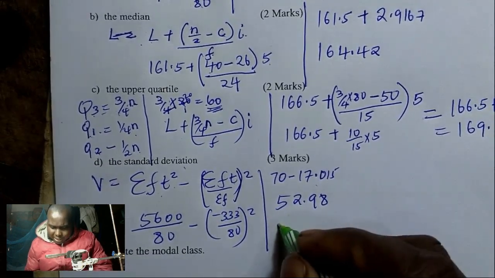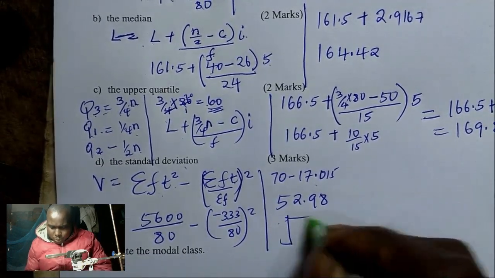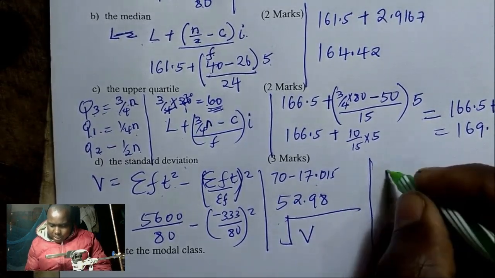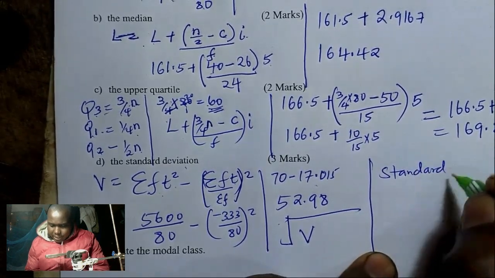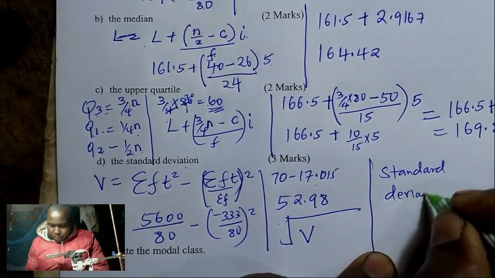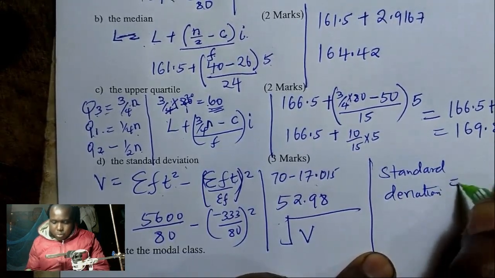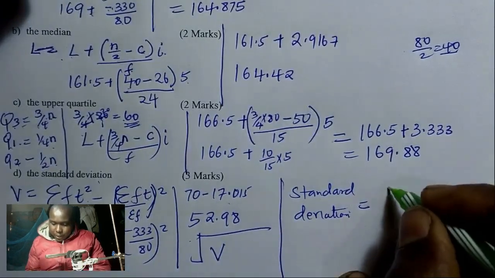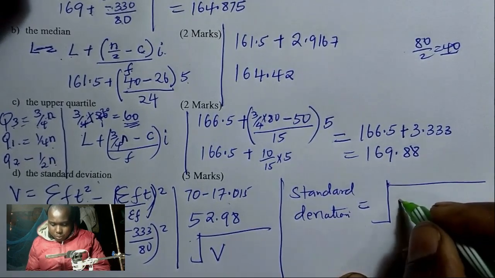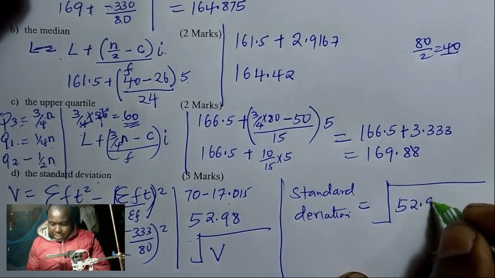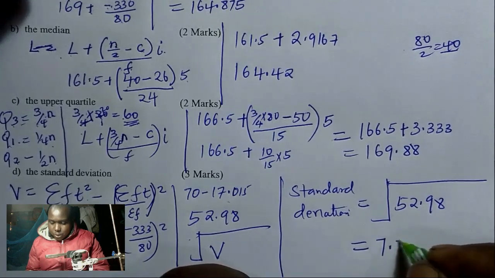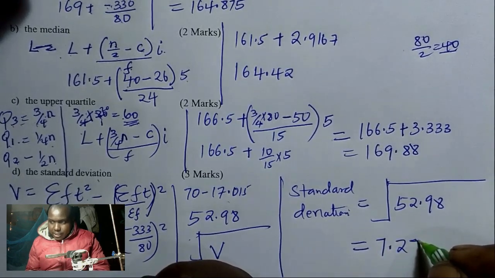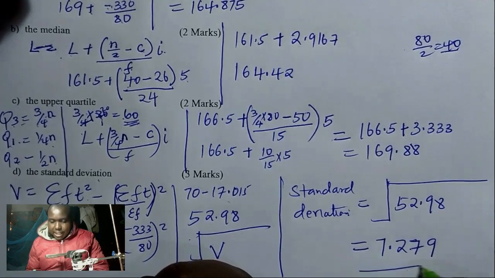But we know the standard deviation is equal to the square root of the variance. So the standard deviation is equal to the square root of 52.98, and that is 7.279, and that is it.